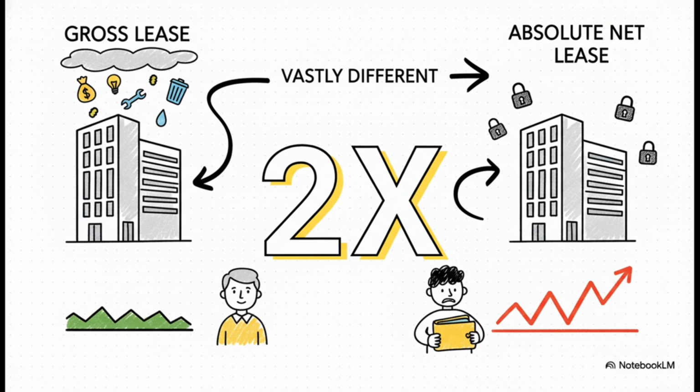Owning a property with a gross lease makes you an active manager. You're constantly watching every single cost. But owning a building with an absolute net lease, that's almost like owning a bond. You just sit back and collect a check every month. They are two completely, vastly different types of investments, even if the buildings themselves look identical from the outside.